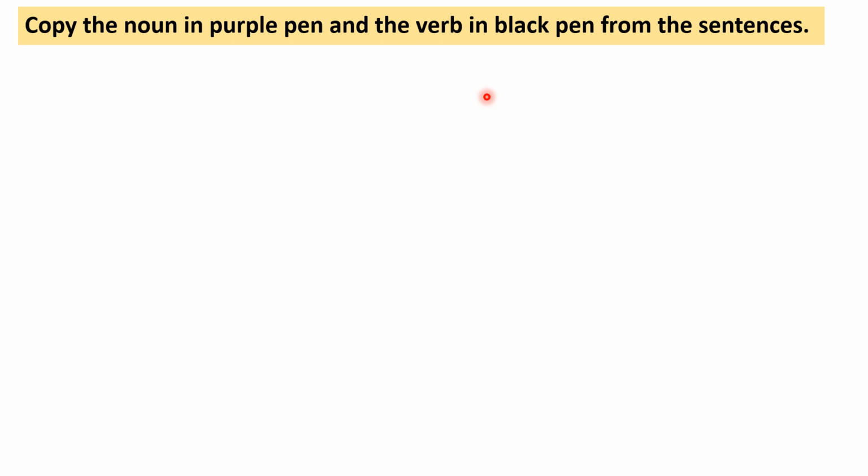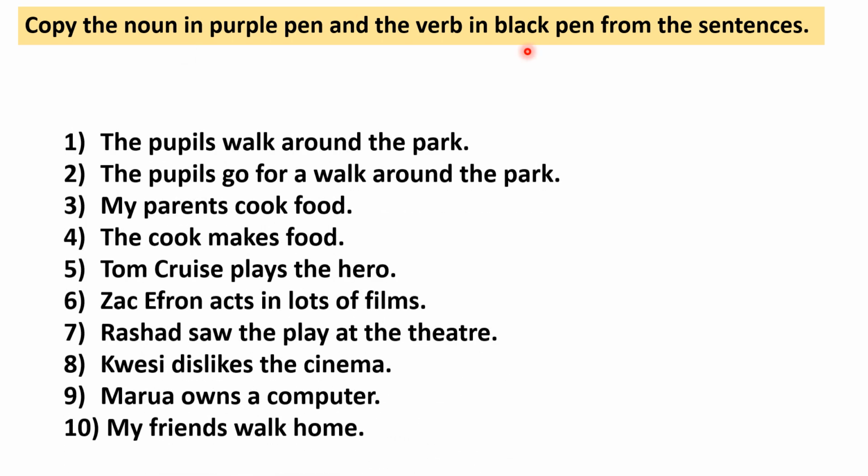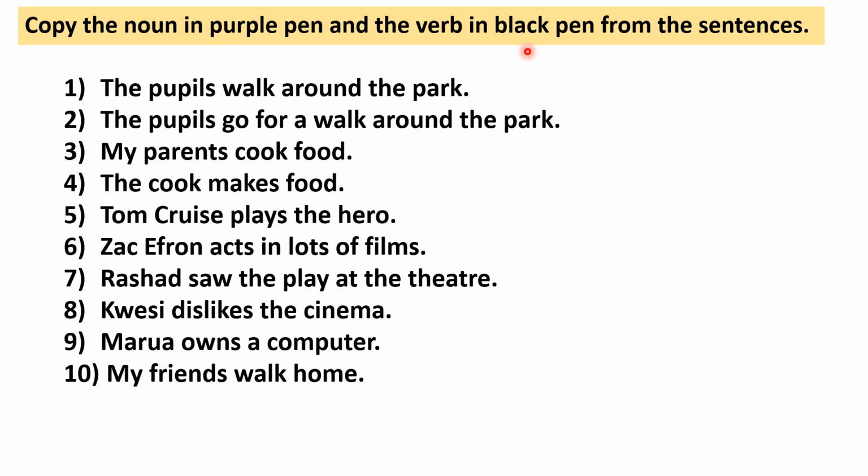So I'm going to flash up a bunch of sentences. You're going to copy the noun in purple pen and copy the verb in black pen. I'm going to say that one more time. From the sentences, you're going to copy the noun in purple pen and you're going to copy the verb in black pen. Here are the sentences. I'm going to do the first one for you just to show you what I expect. So, I'm going to read it. The pupils walk around the park.